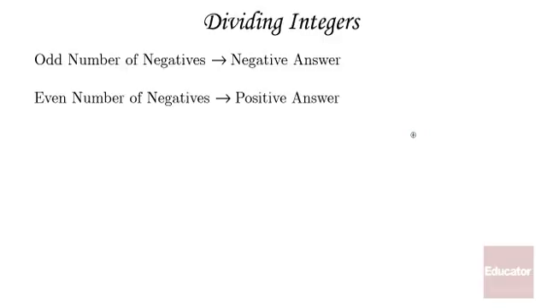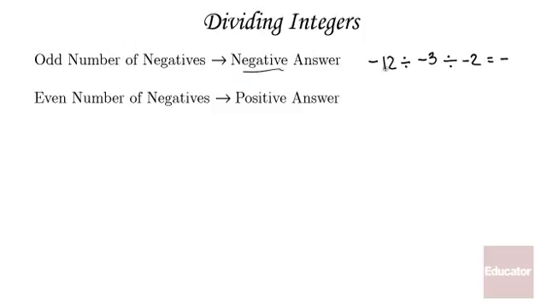All right, dividing integers. Just like in multiplying integers, if you have an odd number of negatives, your answer is going to be negative. So for example, an odd number of negatives would be negative 12 divided by negative 3 divided by negative 2. I have an odd number of negatives here because there's 3, and that means that my answer is going to be negative.